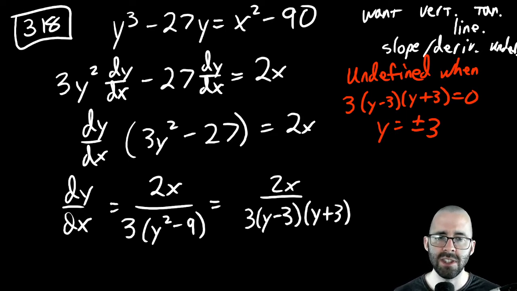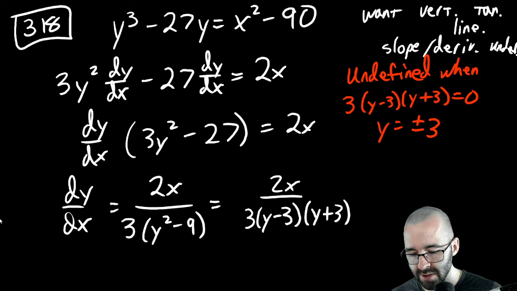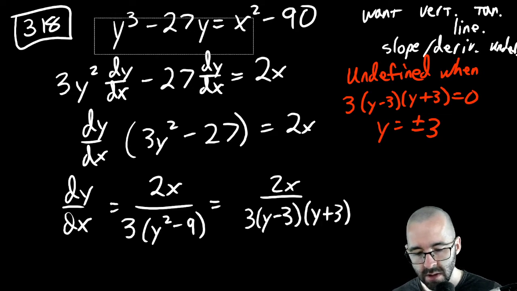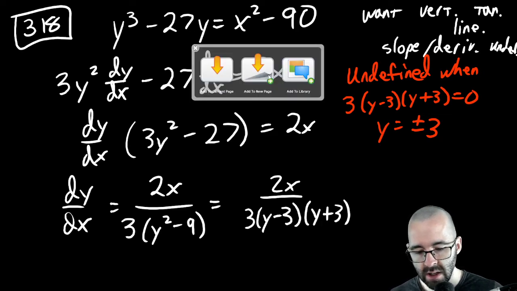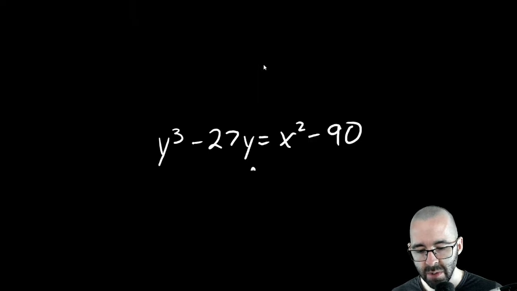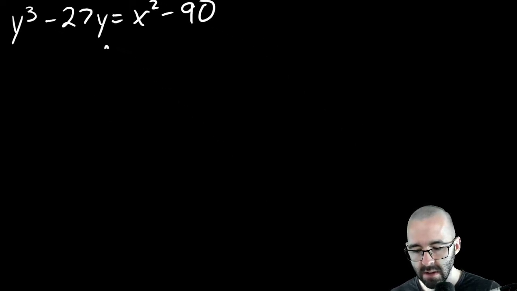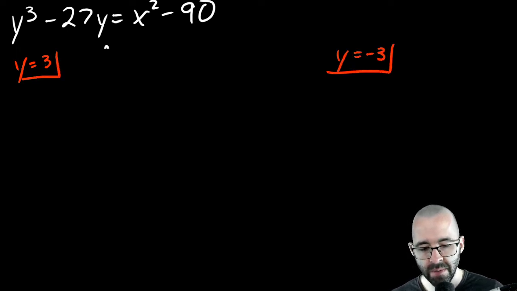And you might say, but Jason, there were 4 points. We have to figure out what are the x coordinates. So let's look at this function and find when y is plus or minus 3, what is x? So when y equals 3, what is x? When y equals negative 3, what is x?